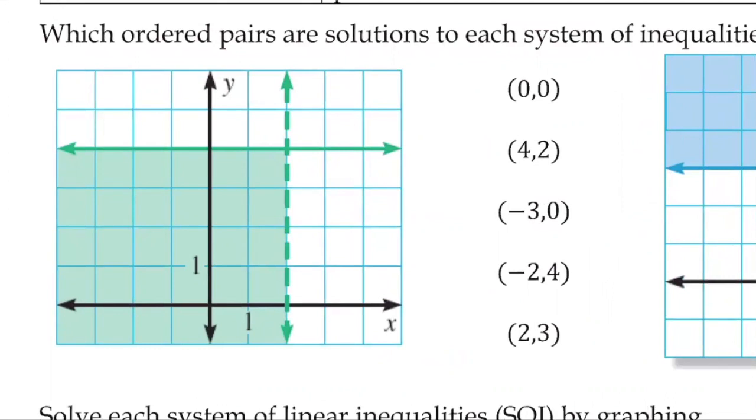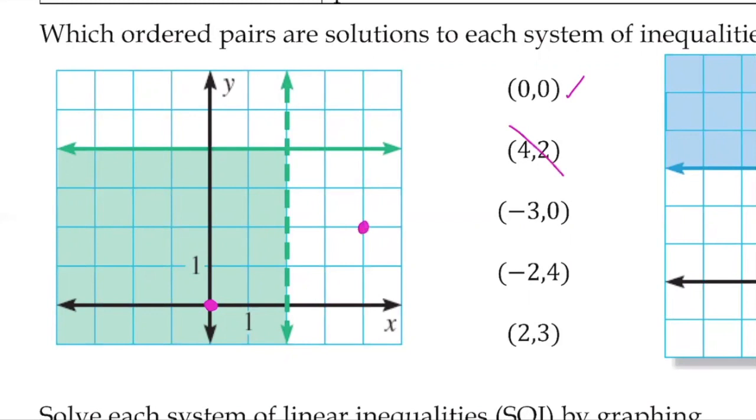For it to be a solution, as mentioned before when we did inequalities, it has to be in the shaded area. Looking at this first coordinate here, we have 0, 0. If I plot that here on my graph, that is within the shaded region, which means 0, 0 is a solution. Now if I go to 4, 2, that's not in the shaded region, which means 4, 2 is not going to be a solution.